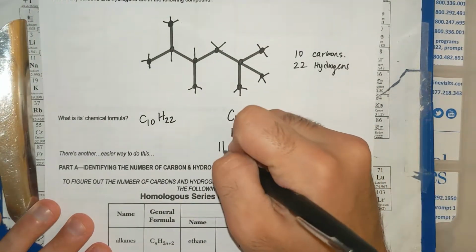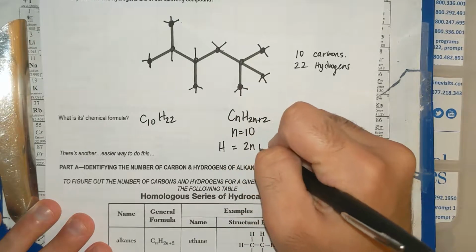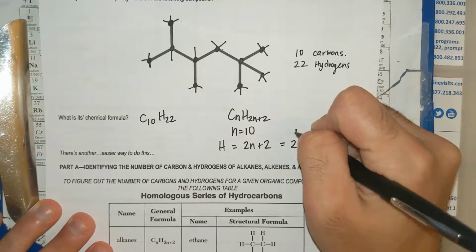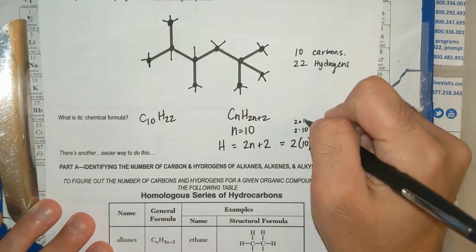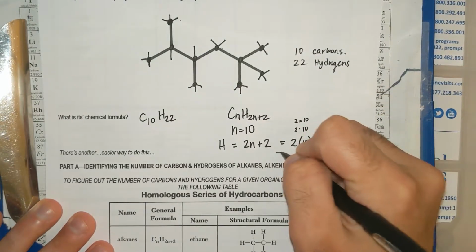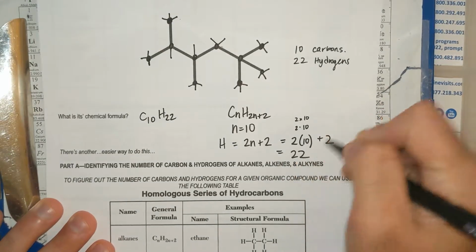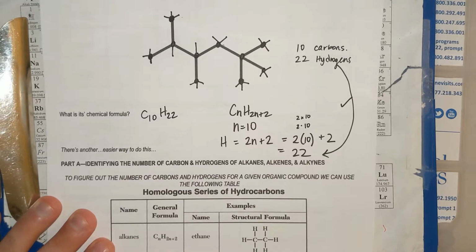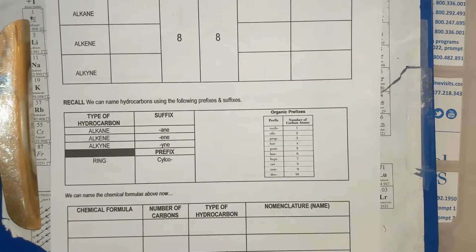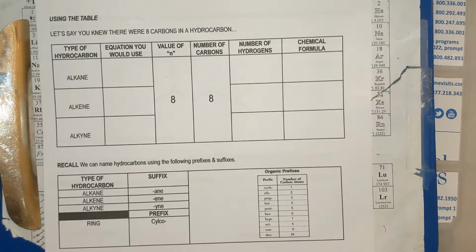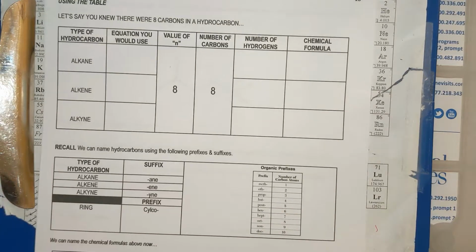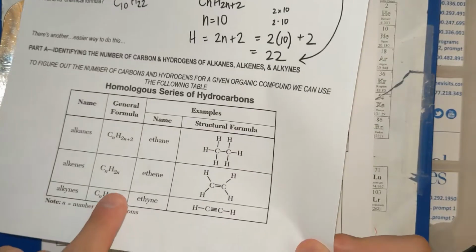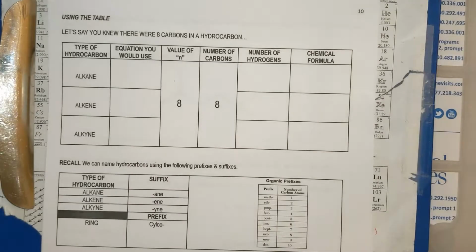So for this one, we know that n is equal to 10. H is going to be equal to 2n plus 2, which is equal to 2 times 10 plus 2. 20 plus 2 is 22, which is what we got. So that is a shortcut to counting carbons and hydrogens. And I want to make sure that we know how to use this table, so I'm just going to be plugging and chugging using CnH2n.